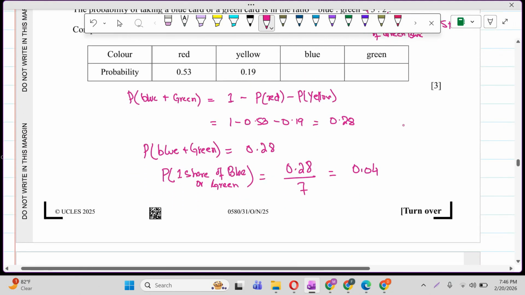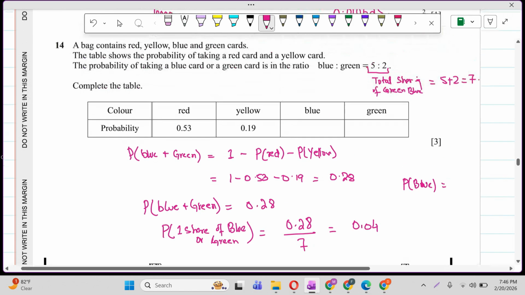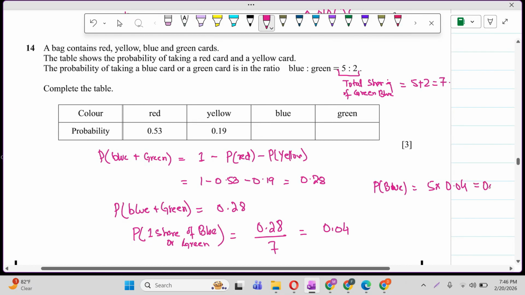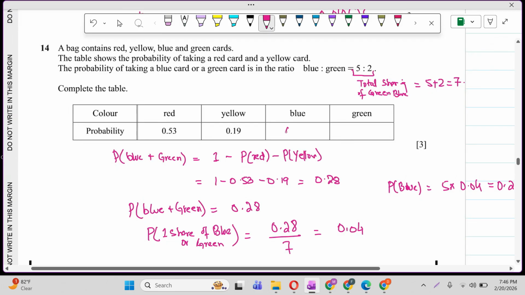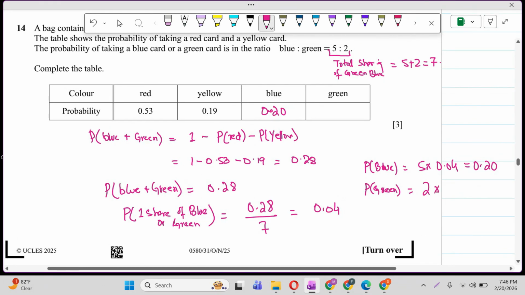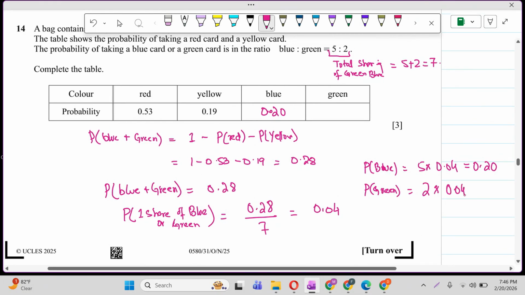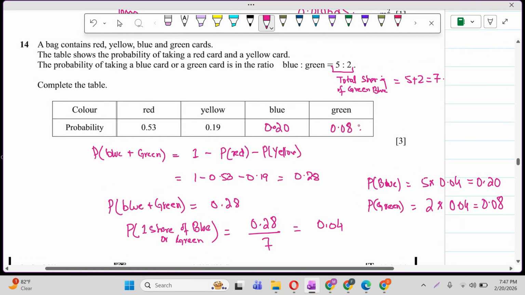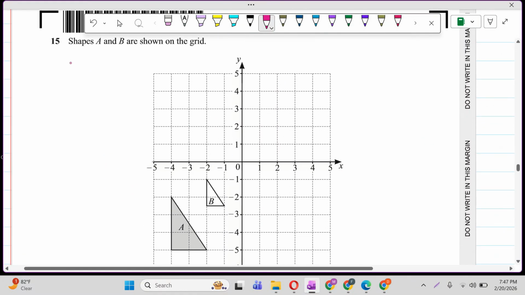So probability of blue is 5 times 0.04, and this one is equal to 0.20. So this one is 0.20. Similarly, probability of green is equal to 2 times 0.04, which is equal to 0.08. This one is 0.08.